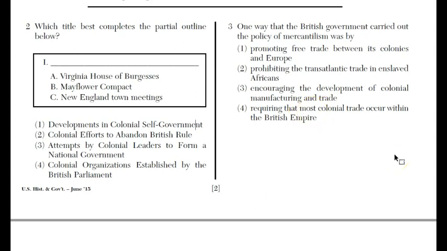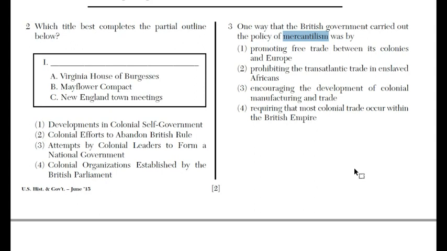Okay, let's look at number three. One way that the British government carried out the policy of mercantilism was by what? All right, so let's remember what mercantilism is. This was the idea that these empires in the 1600s and 1700s had colonies. The purpose of the colonies was to supply the mother country with cheap natural resources. The mother country would manufacture it into manufactured goods and sell it back to the colony.